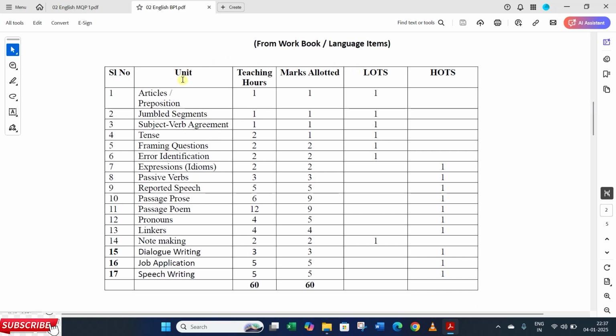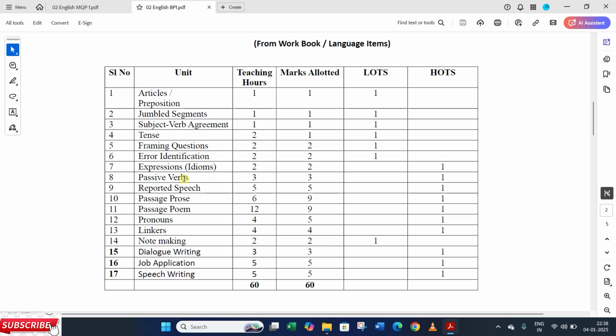You will find here this year they have added certain new topics. The marks are allotted in the same way, for lower order and higher order thinking skills. Article and preposition, 1 mark is given. Jumbled segments, 1 mark. Subject verb agreement, 1 mark. Tenses, 1 mark. Then framing questions, 2 marks. Error identification, 2 marks. Then expressions, idioms, 2 marks.